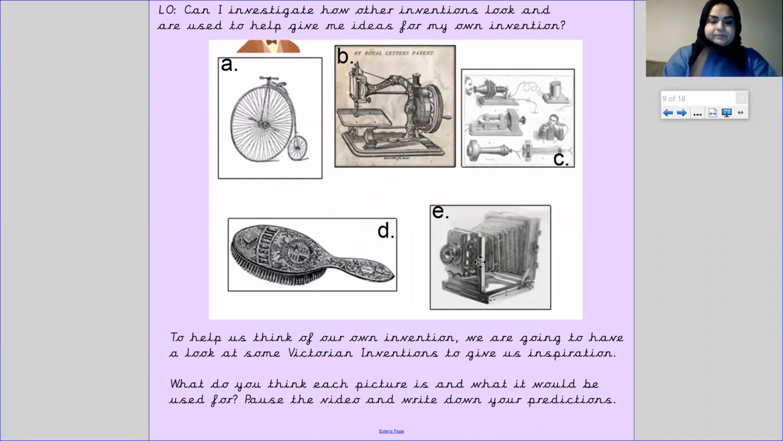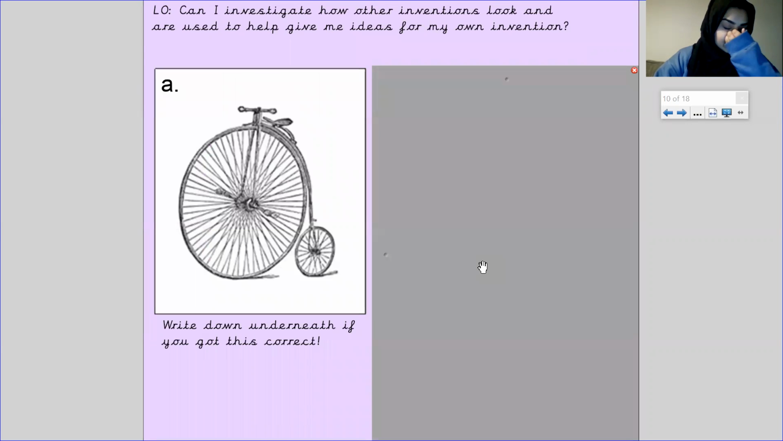Fantastic. So to help us think of our own invention, we are going to have a look at some Victorian inventions to give us inspiration. What do you think each picture is and what it would be used for? Pause the video and write down your predictions. Once you are done, then unpause the video and move forward.